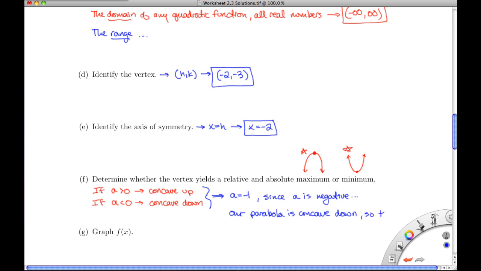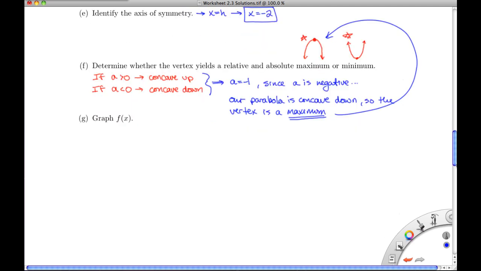So the vertex is a max. So it's going to be kind of like this one right here. We're going to graph it to see. But since our parabola is concave down, we know that the vertex has to be a maximum point. Okay, so let's actually go ahead and show that for sure.